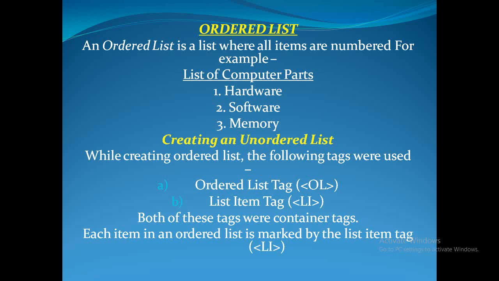Now let us proceed to the ordered list. In an ordered list, all items are numbered one after another, like the list of computer parts: hardware, software, and memory. This list has the computer parts numbered 1, 2, and 3, and so on. We can create different types of ordered list, which we will discuss just now.